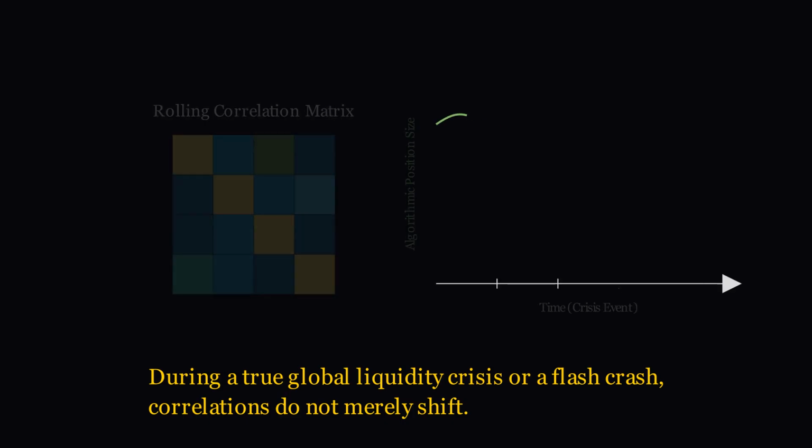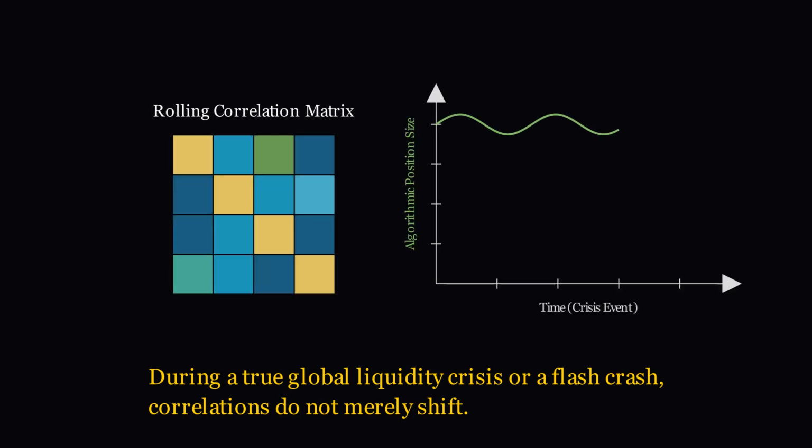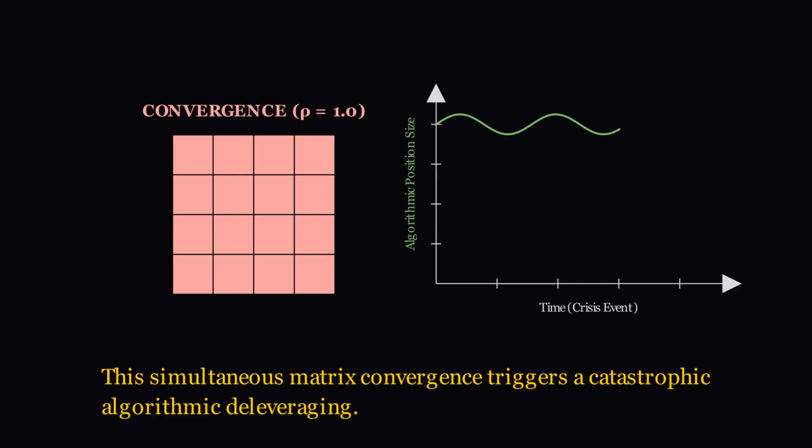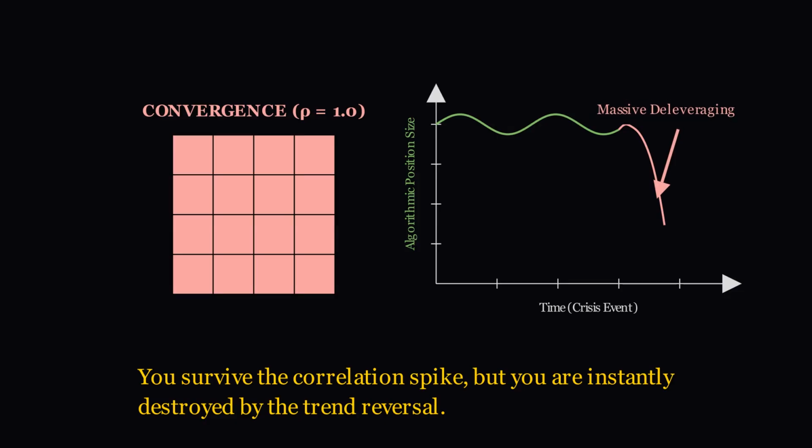But there is a fatal flaw. During a true global liquidity crisis or a flash crash, correlations do not merely shift. Every single asset in the market violently converges to a correlation of exactly 1.0. This simultaneous matrix convergence triggers a catastrophic algorithmic deleveraging. You survive the correlation spike, but you are instantly destroyed by the trend reversal.